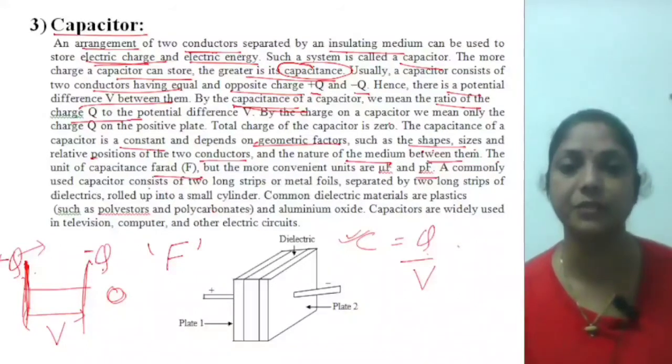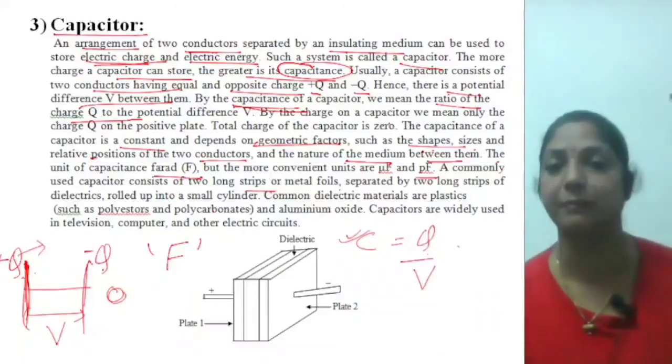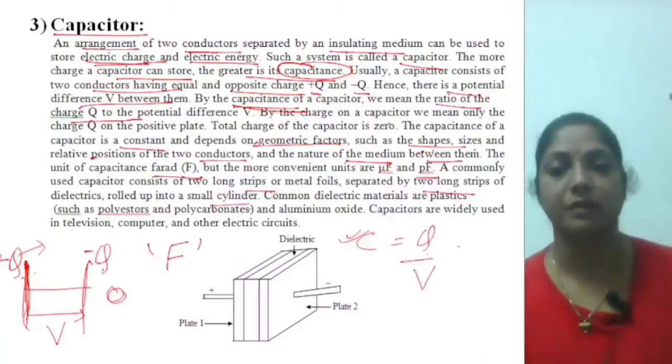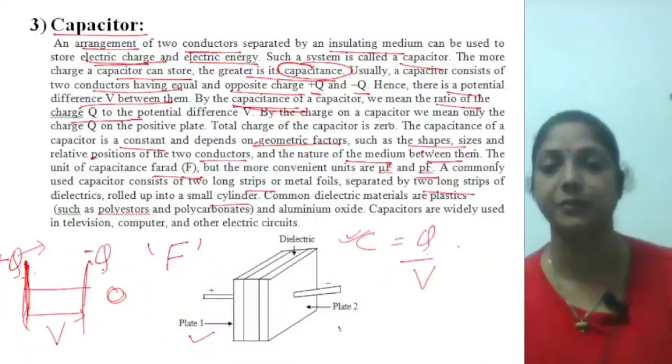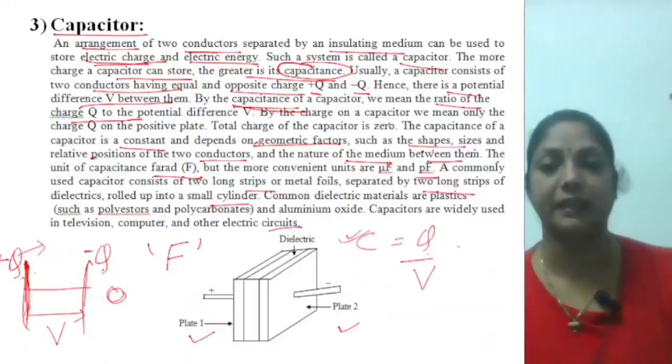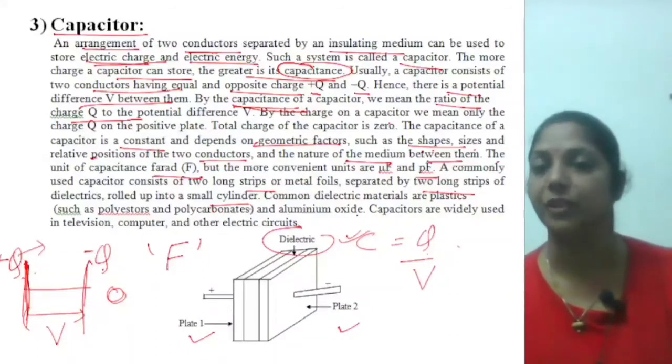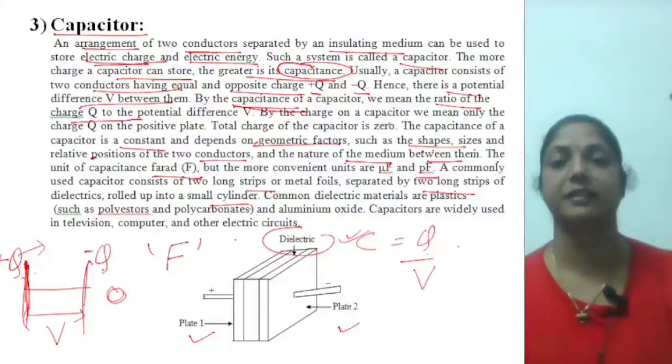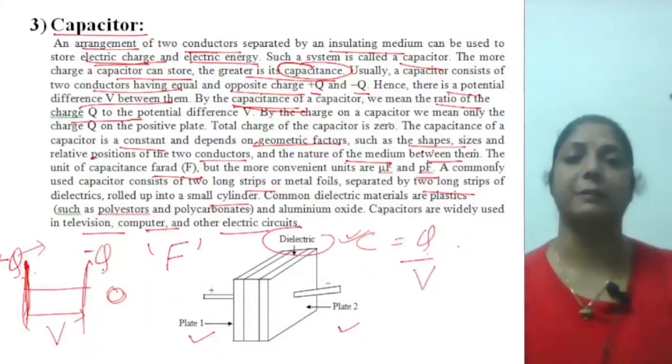A commonly used capacitor consists of two long strips of metal foil separated by two long strips of dielectric, rolled up into a small size. So it is drawn here. It consists of two plates, plate 1 positive and plate 2 negative, separated by some dielectric medium. Commonly, dielectric materials are plastics such as polyesters and polycarbonates, and aluminum oxide. Capacitors are widely used in television, computers and other electrical circuits. So these are the things about a capacitor.